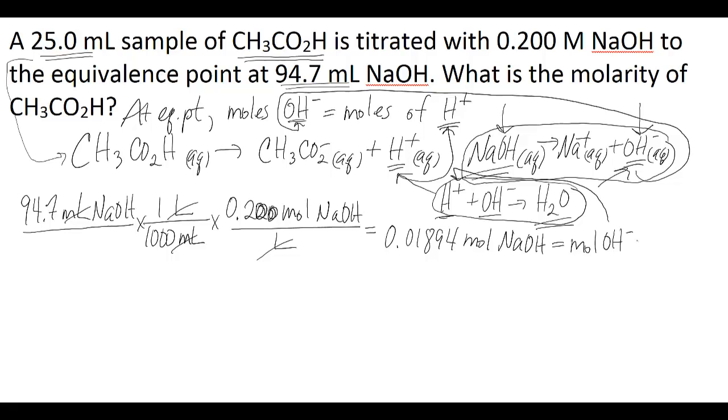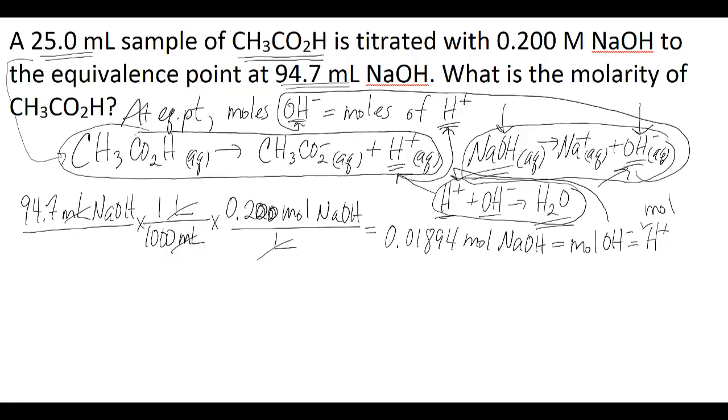So that means that you have also 0.01894 moles of the hydrogen ion at that point. And then if you look back to the equation showing the ionization of acetic acid, you can see that the relationship between protons and the actual acetic acid is also 1-to-1. So that also means you have the same number of moles of acetic acid. So now, essentially, you know the moles of acetic acid that you have.